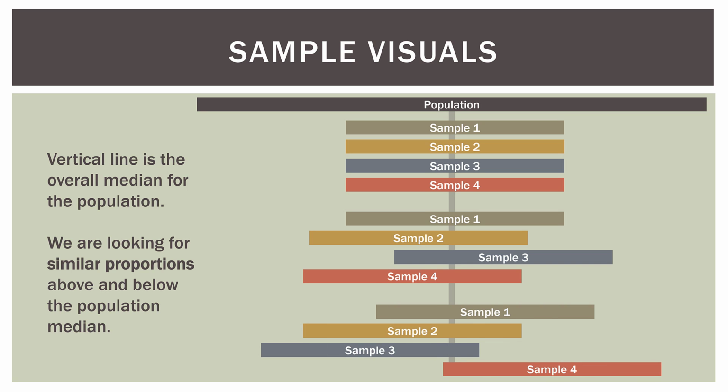And here we have sample 1, 2, and 3. So it appears that samples 2 and 3 have a higher proportion of observations below the median, and samples 1 and 4 have a higher proportion of observations above the median. So you kind of see what we're doing here? We're looking to see whether or not these samples have the same proportion of observations above or below the median.